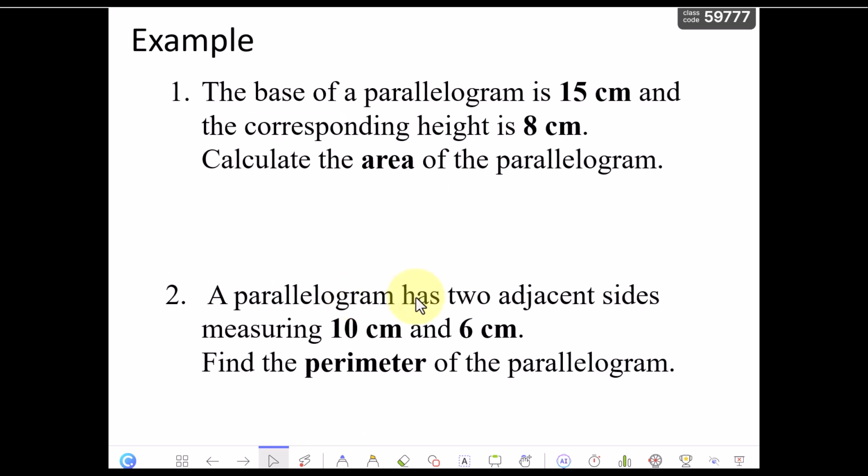So we move to our first example for the class. Example 1 is a very simple one. It says the base of a parallelogram is 15 centimeters. So you already know your sketch of a parallelogram. If I sketch a parallelogram like this, don't forget this side must be parallel to this side. That's one beauty of a parallelogram. Then the height must go straight. It must be 90 degrees to the base.